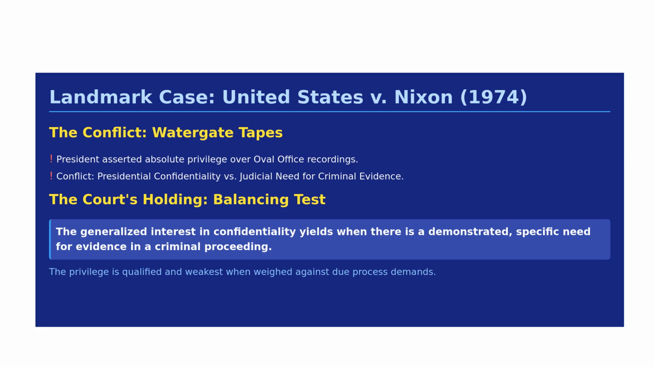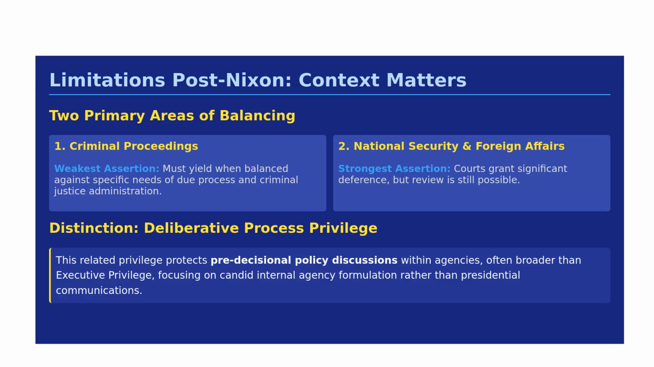The generalized interest in confidentiality must yield when there is a specific demonstration of need for evidence in a criminal proceeding. This established the crucial principle: the privilege is at its weakest when weighed against the needs of the judicial process. Following the ruling in Nixon, executive privilege is recognized as qualified, meaning its strength depends heavily on the context of the assertion. We must examine the two primary areas where this balancing test is applied.